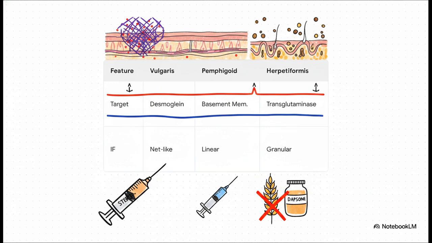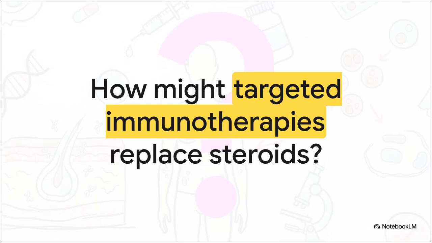Pemphigoid targets the basement membrane anchors, producing a sharp, linear IgG band managed with moderate steroids. And finally, dermatitis herpetiformis targets tissue transglutaminase with IgA, resulting in granular dermal deposits managed by dapsone and a strict gluten-free diet. So what does this all mean for the future of dermatological pharmacology?